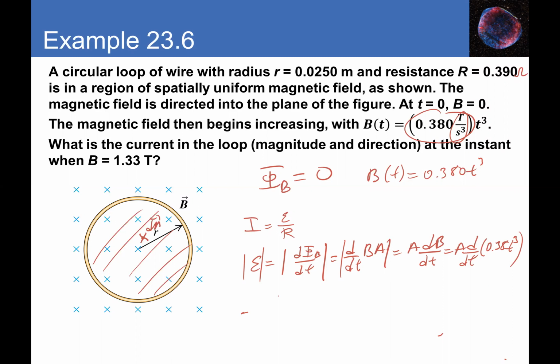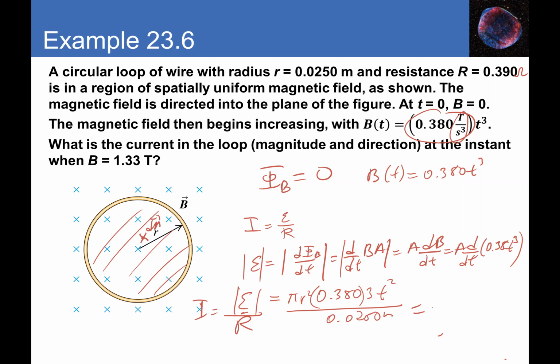If I find this, then the EMF is equal to the area, which is pi r squared, and taking the derivative, I get 0.38 times 3 t squared. That's my EMF. Then I can take this and divide by the resistance of 0.0250 ohms to find the current.